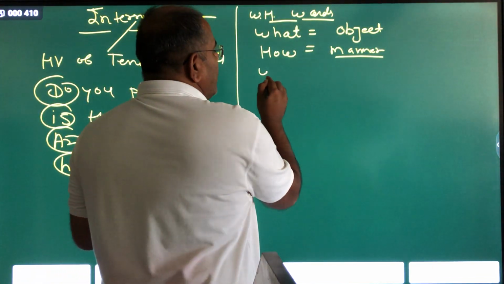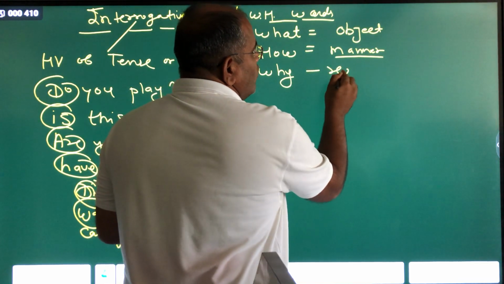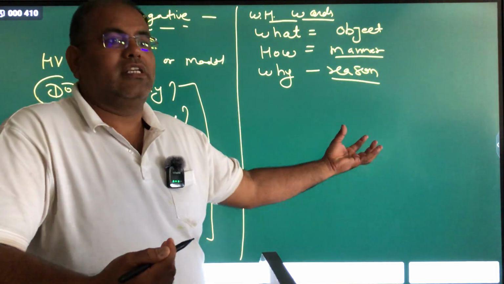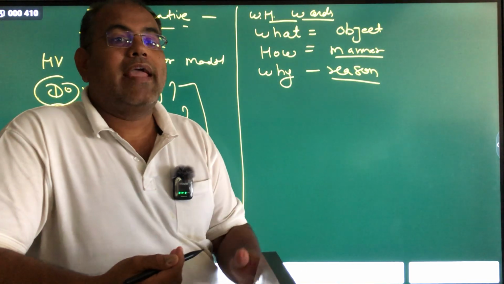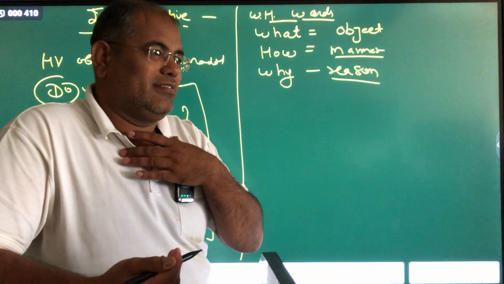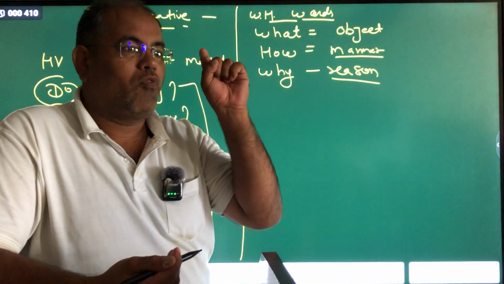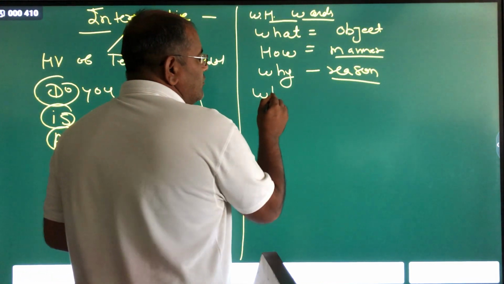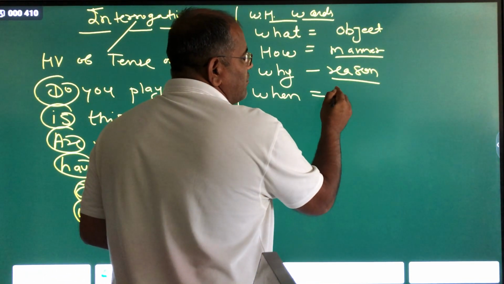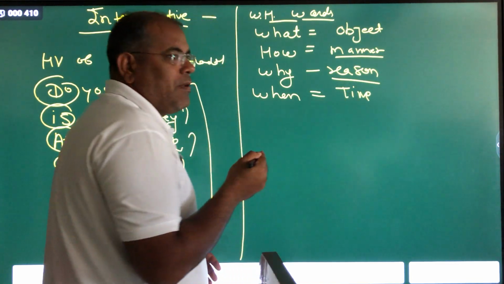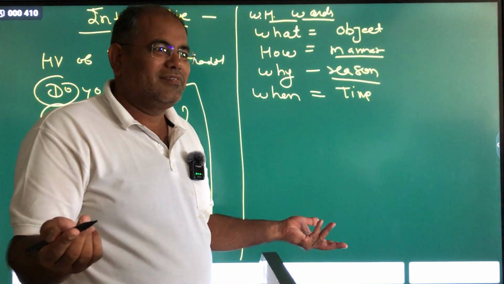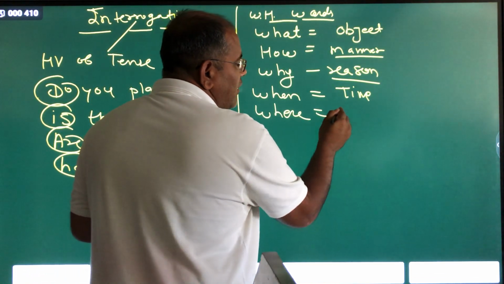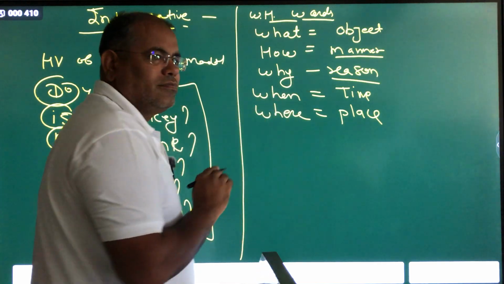For example, why. Why means reason. Why always asks for a reason or cause. Why are you crying? Because I am hungry. So if you want to find out the reason, you can use why. For example, when. When always asks for the exact time. When do you wake up? I wake up at 6 a.m. That is the exact time. For example, where do you play? Where do you live? Where always asks for a place.